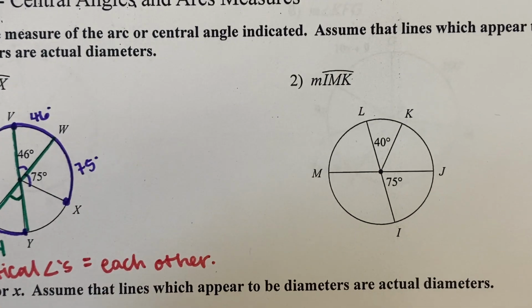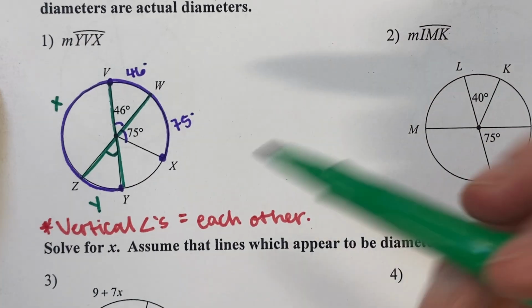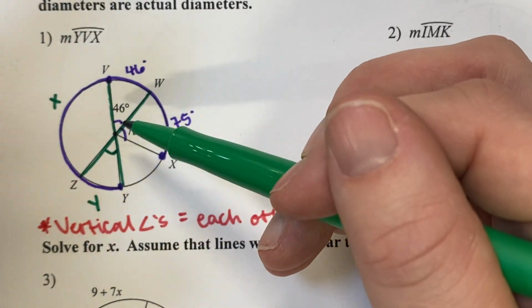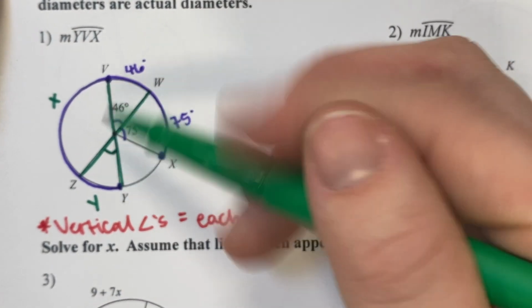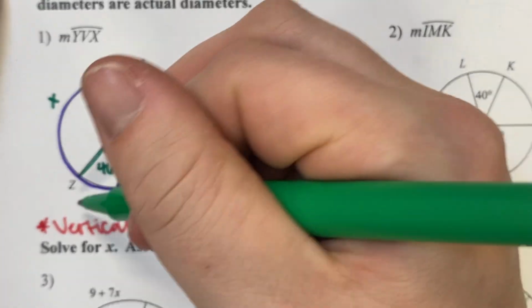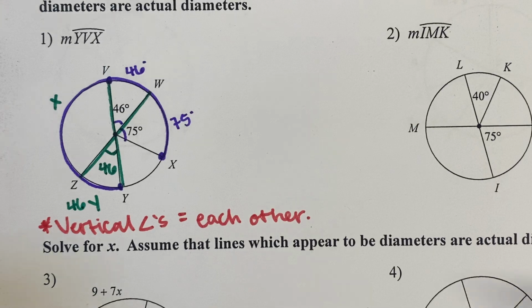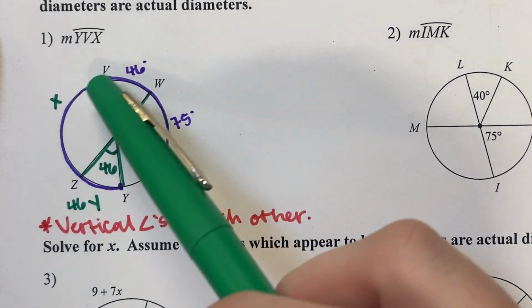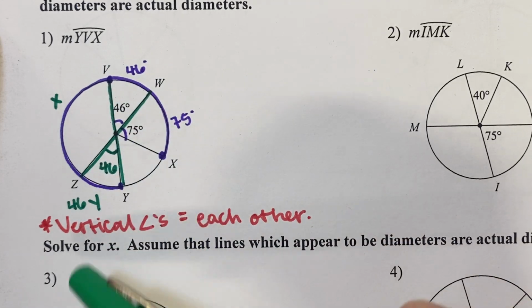What that means for us is if this guy is 46, across from him, and I'm going to zoom in a little bit so you guys can see a little better, if this guy's 46, then that means this guy's 46. If the angle is 46, that means the arc is 46. So we just found Y, we found that piece. We still need X, we need this missing piece.